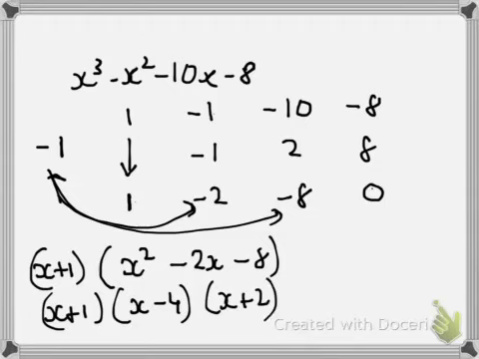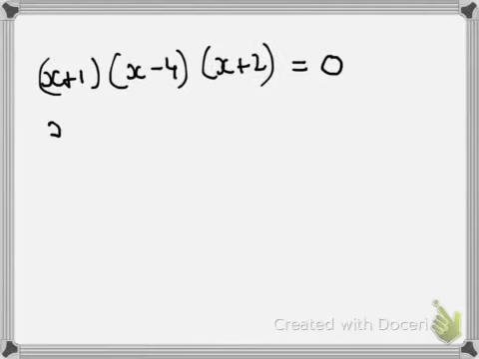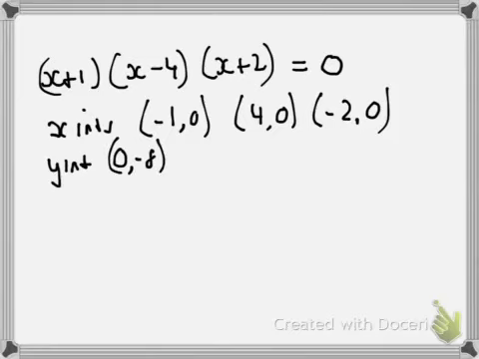Now we can return to the question, because the reason we had to do that was to find the values for x when y equals 0. So we now equate that to 0, and we can find our 3 x-intercepts. Okay, so the x-intercepts are going to be (-1, 0), (4, 0), and (-2, 0). And remembering our y-intercept was negative 8, (0, -8). Just go back to the original slide.